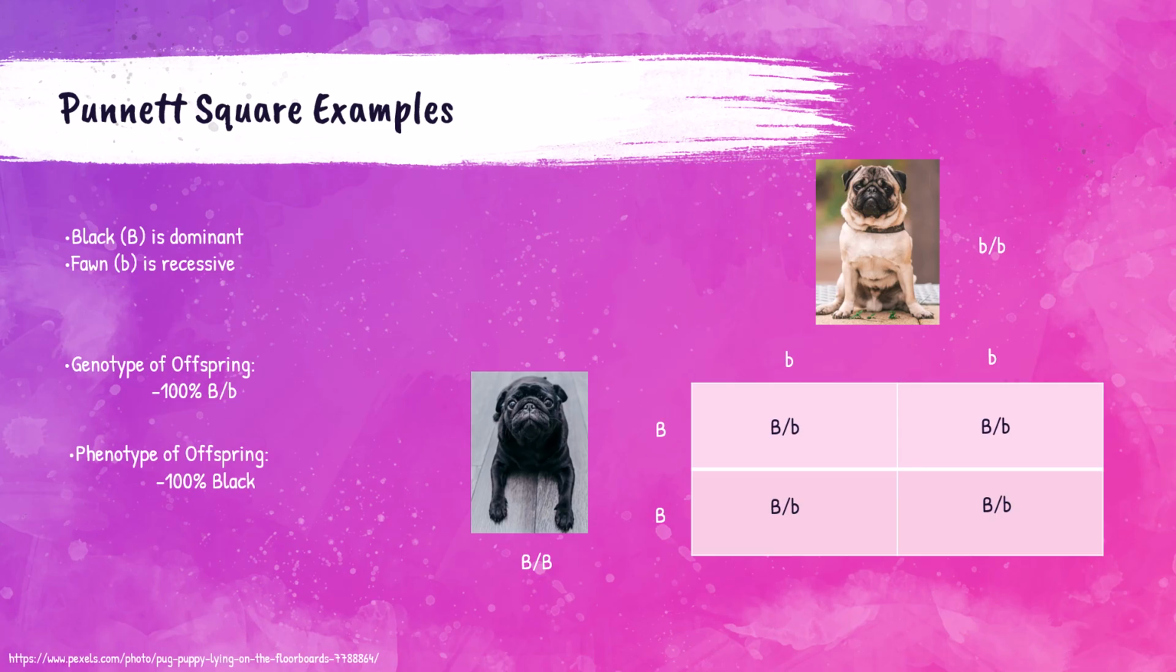Now, if you bred a fawn pug to another fawn pug, 100% are going to be little b, right? Also, if you bred a heterozygous black pug to a fawn pug, some of those offspring would in fact be fawn. But in this particular example, this black pug parent is homozygous for black, so it can only give that big B allele to any of its offspring.